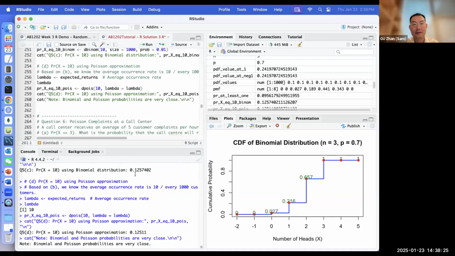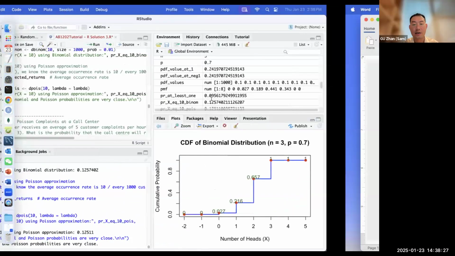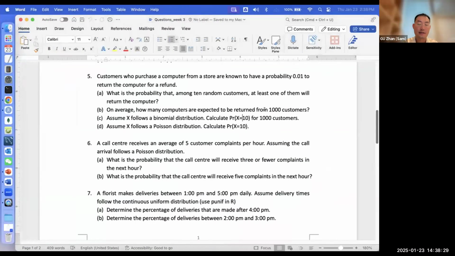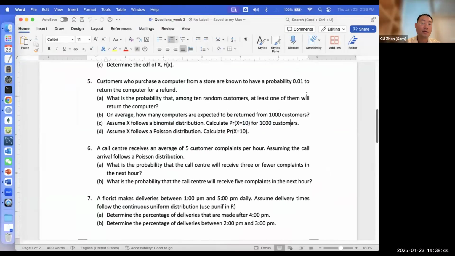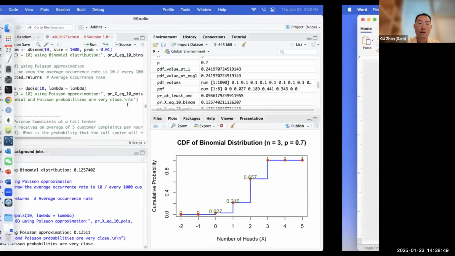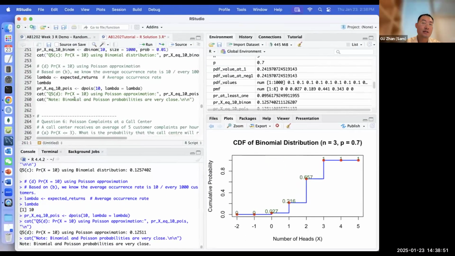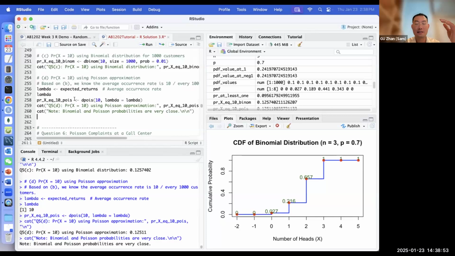Lambda, average occurrence rate. So there are some calculations that you need to do for binomial distribution. Size is 1,000 customers, number of returns is 10, and the probability is 0.01. While for the Poisson distribution, you need to know the lambda. Lambda is the average occurrence rate. Then we get this value from the previous few questions. 10.